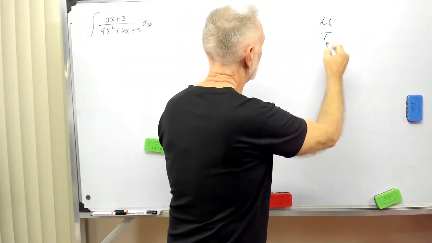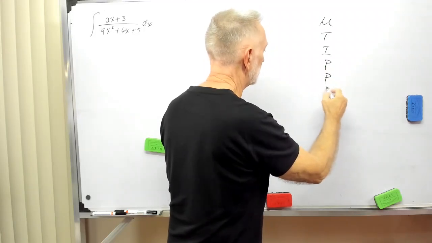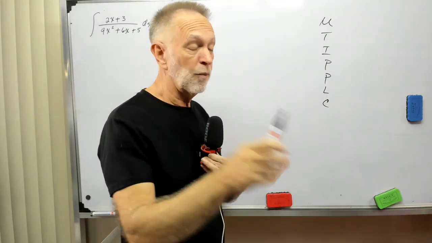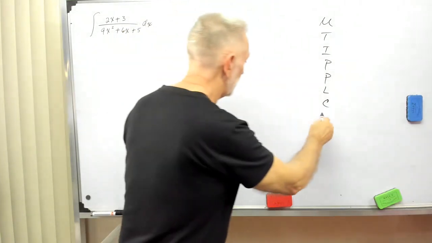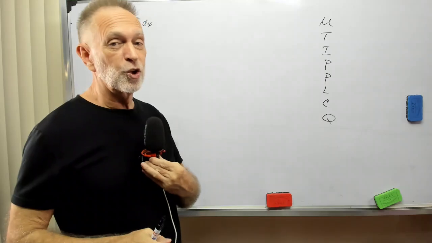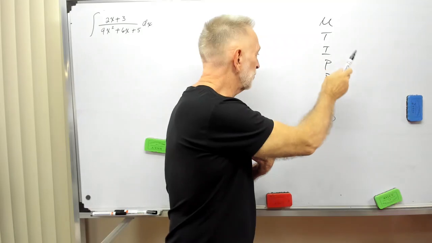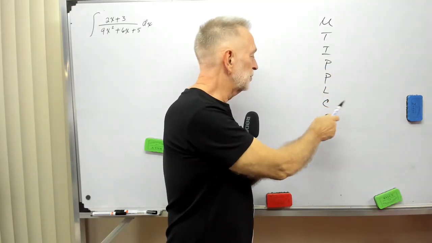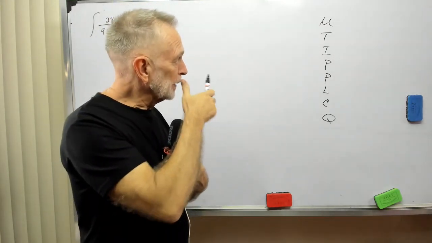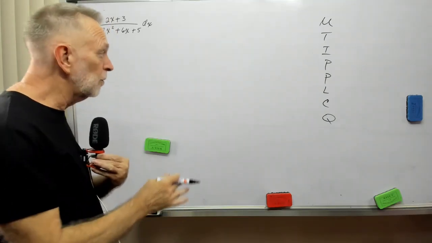U sub, trig sub, integration by parts, partial fraction, power reduction, long division, completing the square, and we're adding one more for this problem. We'll call it method of quadratics. Okay, Q. U sub, trig sub, integration by parts, partial fractions, power reduction, long division, completing the square, and methods of quadratics.